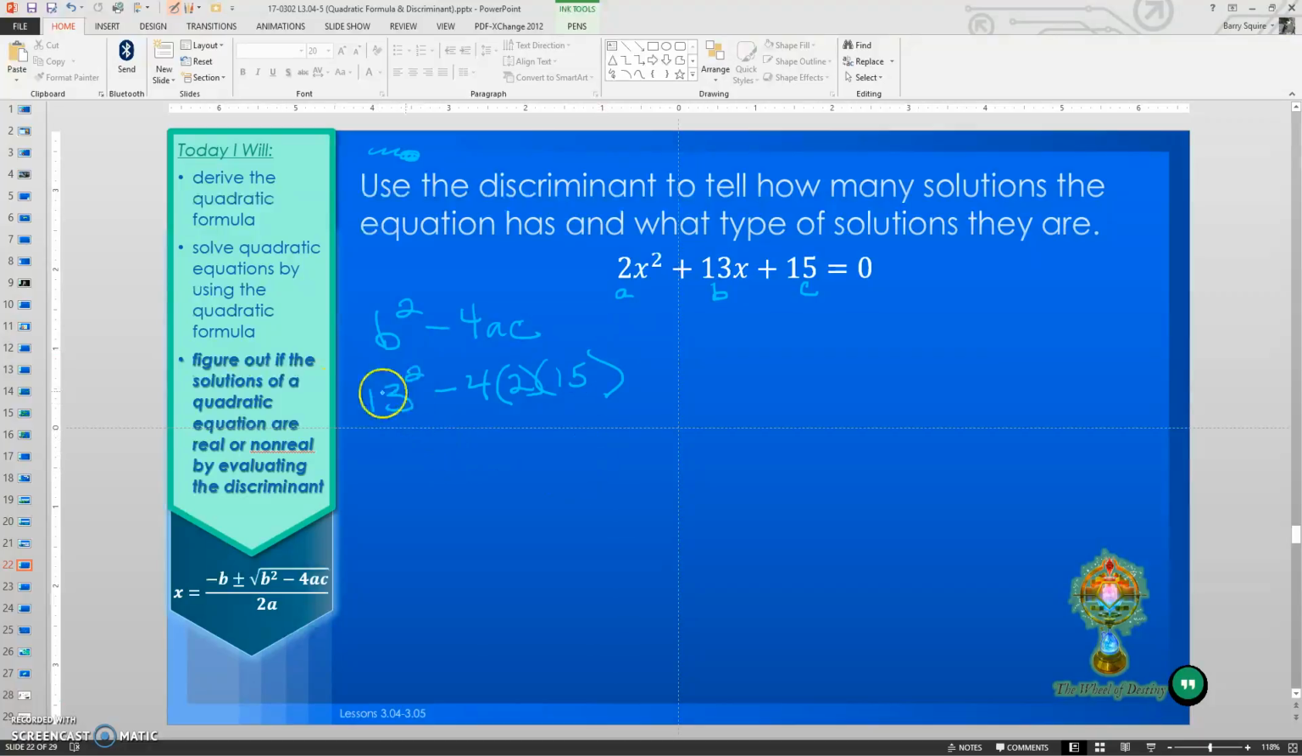And then we just keep evaluating. 13 squared happens to be 169 because that's one of those things I had to memorize. 15 times 4 happens to be 60. 60 times 2 is 120. So we are going to get 49, if I did that right. Let's see. 30 times 4 is 120. Yep. So our discriminant is 49, which happens to be a positive perfect square.